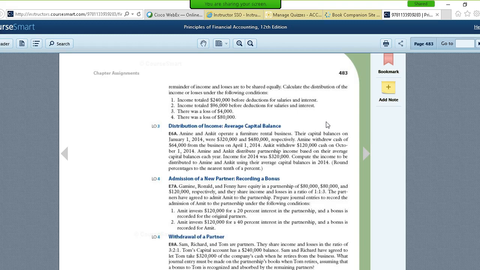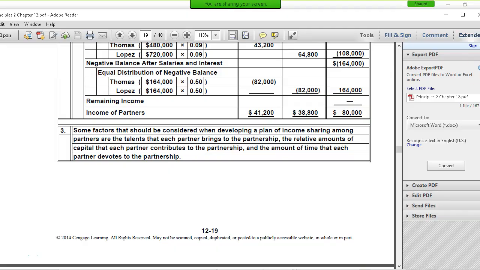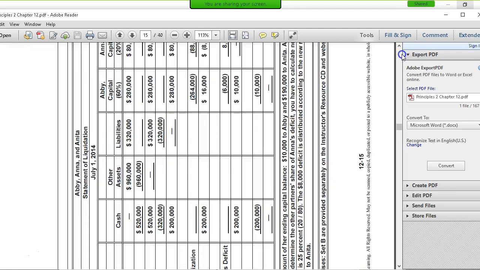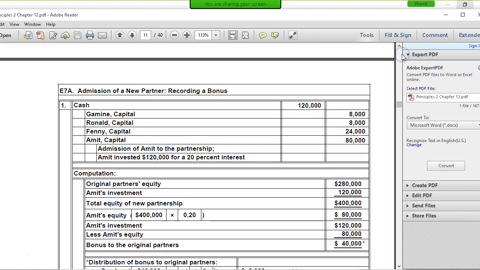So he is investing 120,000 for a 20% interest in the partnership. So what we're going to do is now calculate the new capital balance of the partnership by the 80, the 80, the 120, and add the 120 to come up with a 20% investment here. So what we're going to do, 120 is going to increase the cash, and basically the way we figure out the new percent, the 80, the 80, and the 120 was 280,000 in the capital balances of the 3 partners.